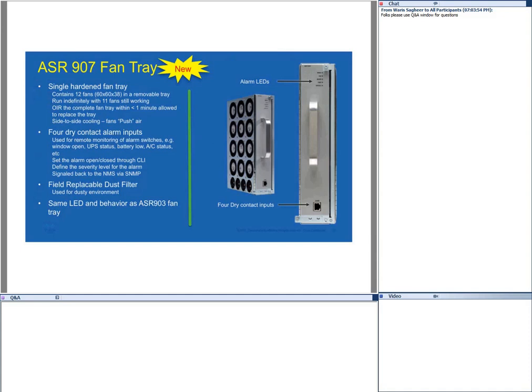Fan tray, not to drag on here, but you could see that there is only one fan tray, but there are 12 redundant fans within the fan tray. So it's not that there is no redundancy in the fan system, but the redundancy is built within the fan tray itself with multiple fans.